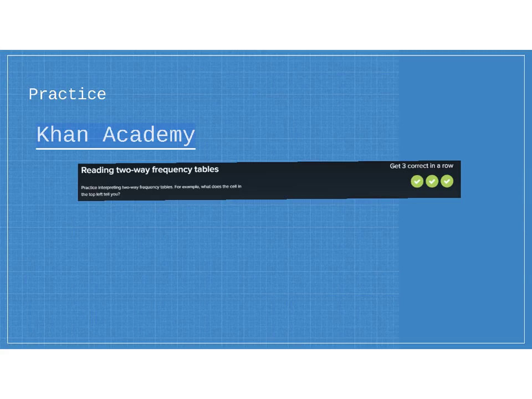So two-way frequency tables, reading two-way frequency tables, which is the one that I have here, two-way relative frequency tables, and then reading two-way relative frequency tables. Now, again, if you want to watch the videos, you can. If you want to just use the hints, but all you need to do is get 3 correct in a row and then take a picture of that.